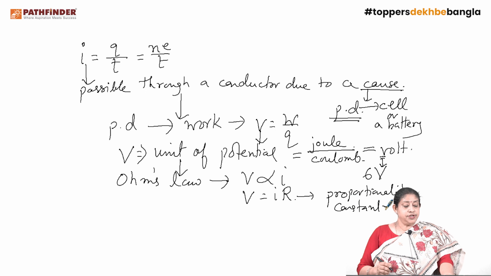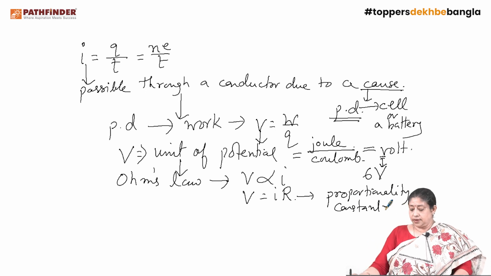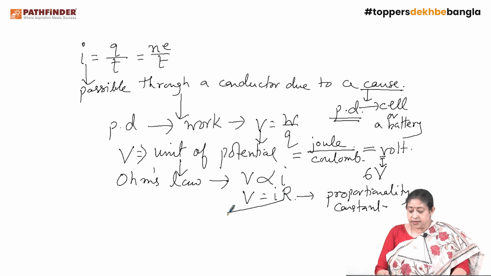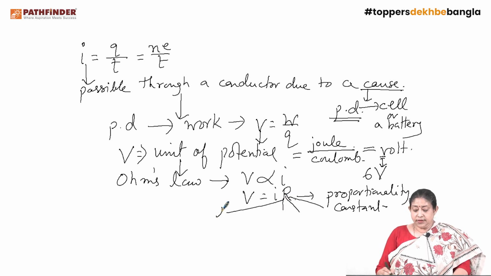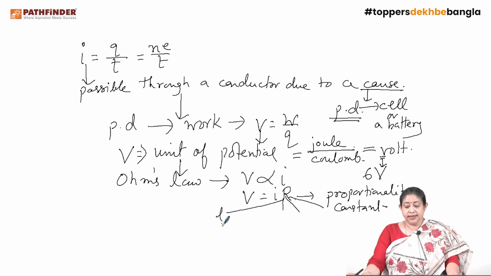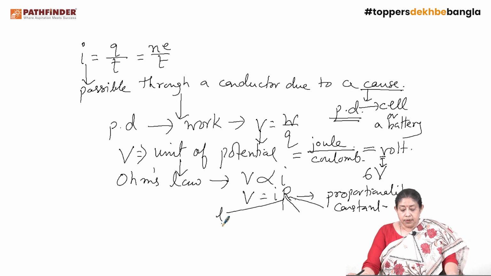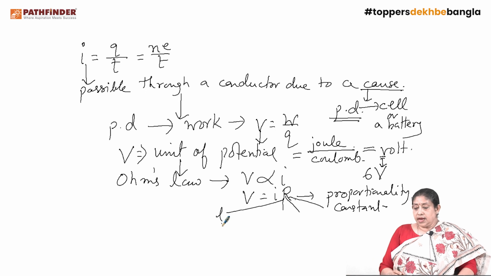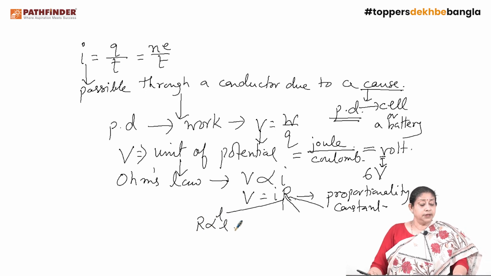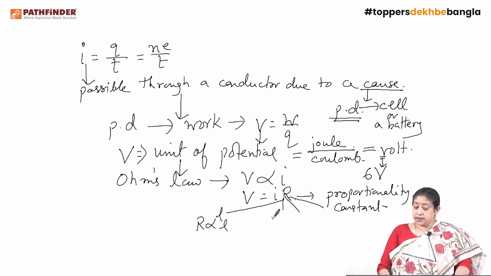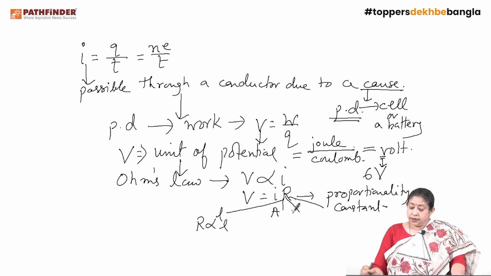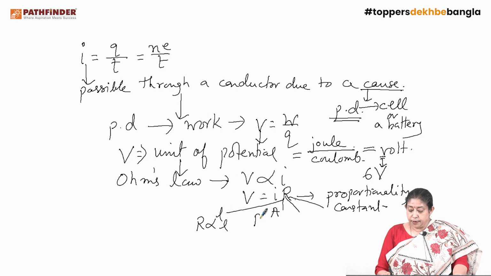So we have to ensure that all factors on which R depends must be constant. So let us find out what are the factors on which R depends. Number one, it depends upon the length of the conductor. I choose the length as L. So how does it depend on the length of the conductor? R is proportional to L. It depends upon the second factor, which is cross-sectional area. How does it depend on that? R is proportional to 1 by area.